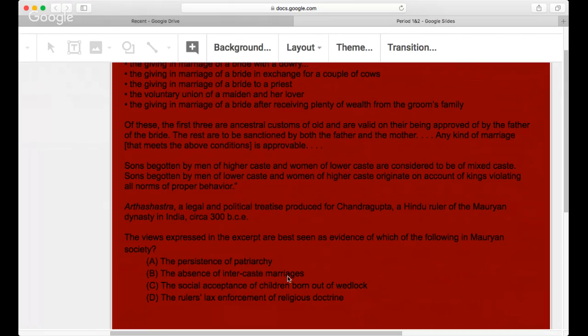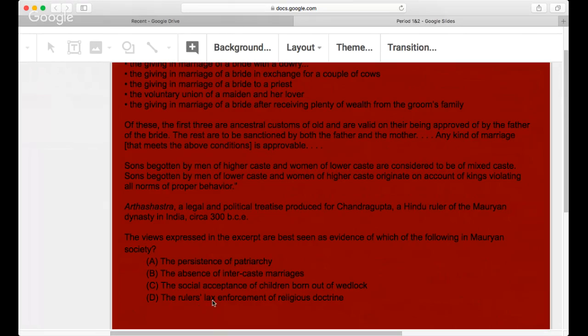B, the absence of intercaste marriages. So that one I would cross out because it looks like right here they do have intercaste marriages, that you can get married between different castes. So I'd cross off B. C, the social acceptance of children born out of wedlock. They don't talk about that at all. I would also assume that it would probably be pretty bad if you had a child born out of wedlock in this society. But again, they don't even talk about it, so I would cross off C.